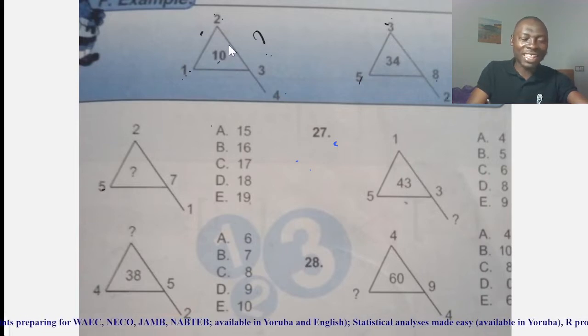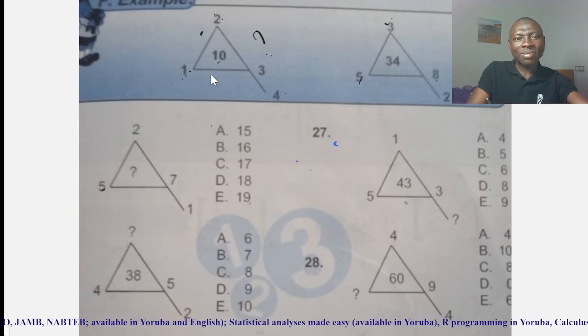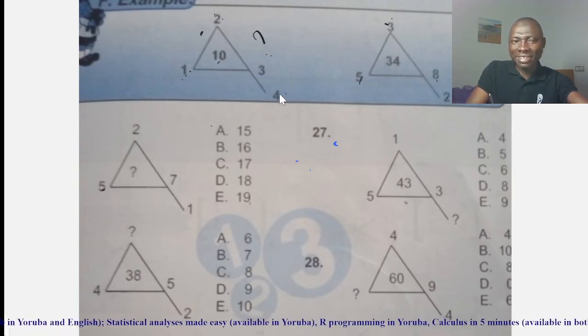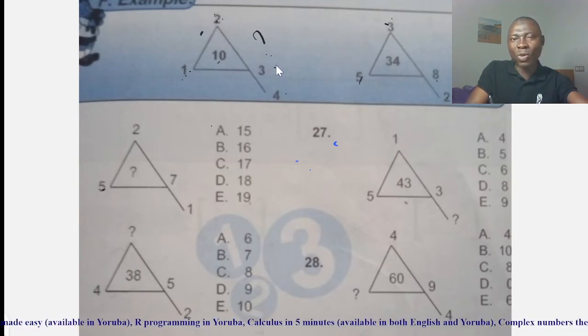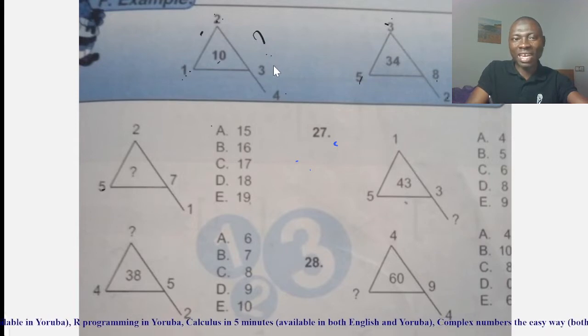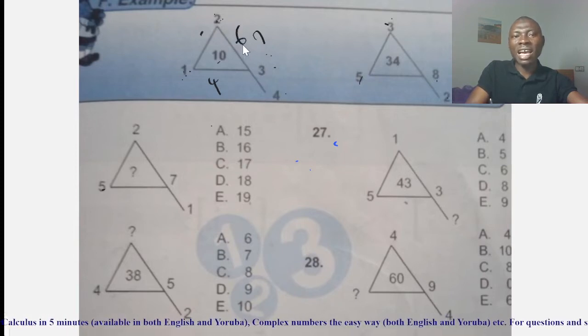Okay, now if you are saying that, my mind is telling me that if I multiply this guy by this guy, I multiply these two guys as well and take their sum, I'm going to have the result. Can we try that out? 1 multiplied by 4 will give me 4. 2 multiplied by 3 will give me 6. And 6 plus 4 will give me 10. I hope you understand now.